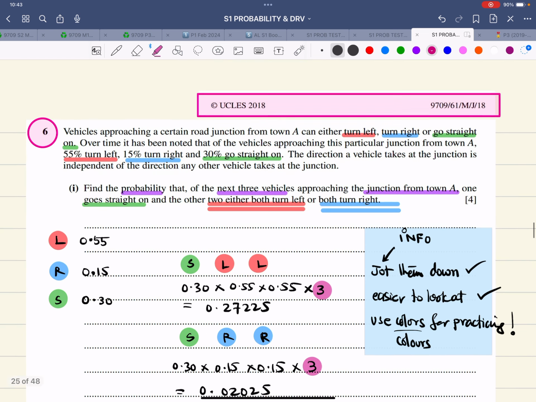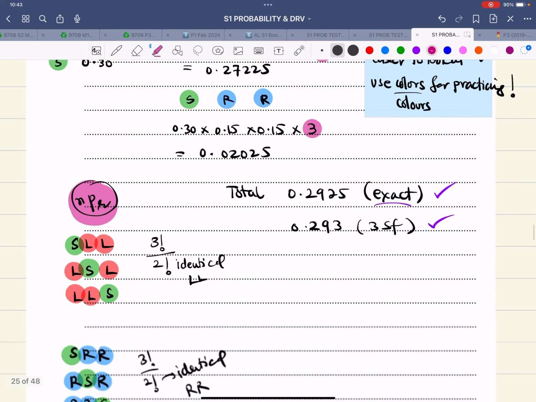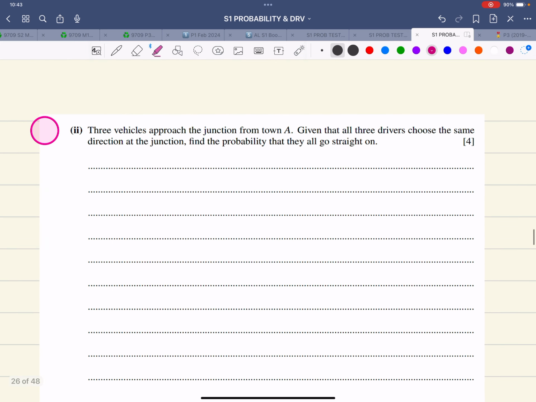So now the first thing is done. Let's move on to the second part. Now it says the 3 vehicles approaching the junction from town A. Again, we are talking about 3 vehicles. Now, it's not related to the first part as such. Given that all 3 drivers choose the same direction at the junction, what does that mean?